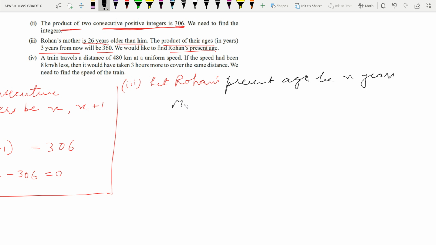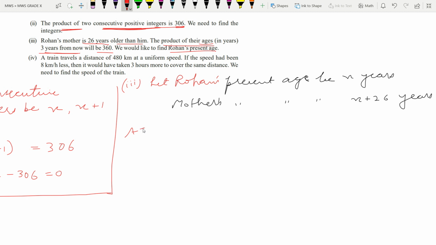Okay, then mother's present age will be, she's 26 years older, so it will be x plus 26 years. So what is written now, product of their ages, so we have to multiply the ages of both son and mother, but it is written 3 years from now.